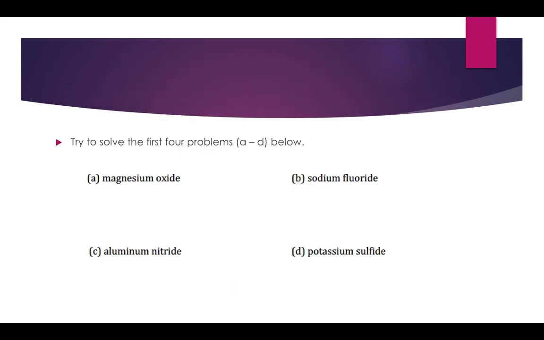Okay, so try to solve for the first four problems. I will give you a minute to do that. So when everyone's ready, please just advance the slide. I will be advancing it now. So that's what you should have got. When you go through the process, these are the final answers. All three of these would have canceled out. Potassium sulfide, however, would not, and you'd be left with K2S.